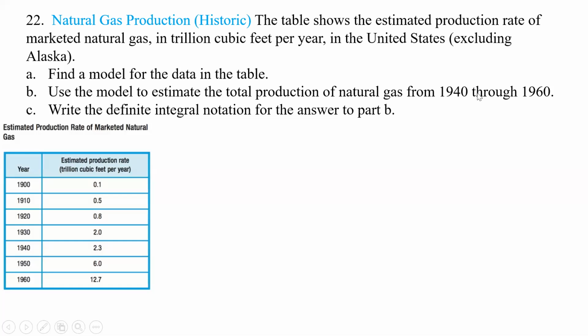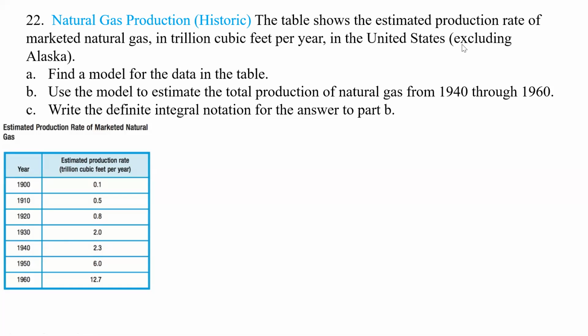All right, so here we're looking at natural gas production, historic. The table shows the estimated production rate of marketed natural gas in trillion cubic feet per year in the US, excluding Alaska. We're supposed to find a model for the data in the table, then use the model to estimate the total production of natural gas from 1940 to 1960, and then write the definite integral notation for the answer to part B.